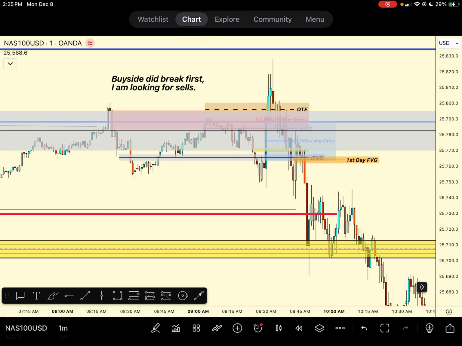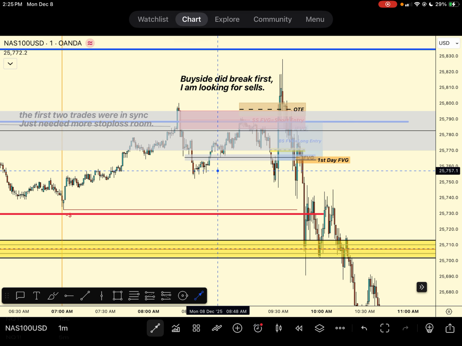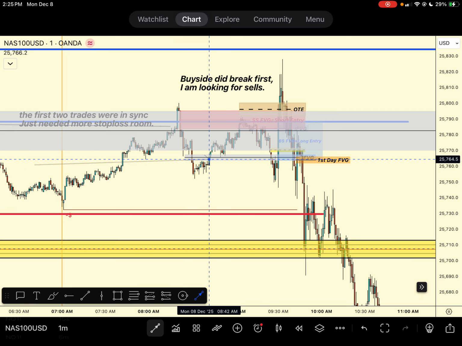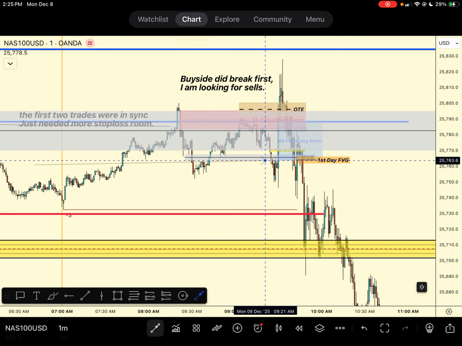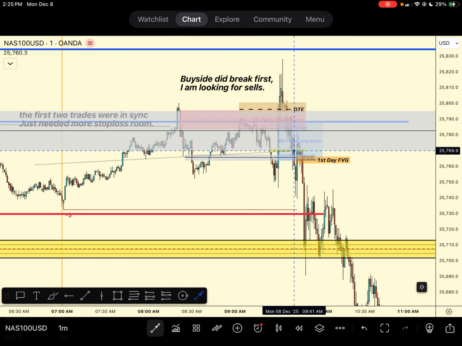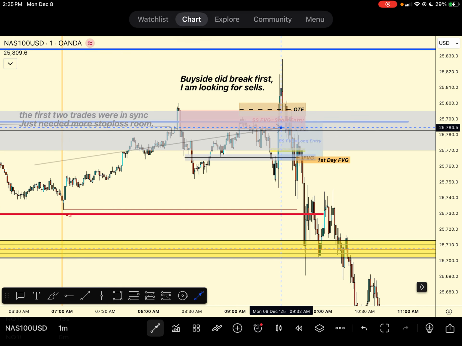Price started to climb all the way up, climbed back down, kind of did break it, came back down, came back up, broke it, came back down, came back up, broke it again. And this time for sure around 9:30. I think it was before 9:30.